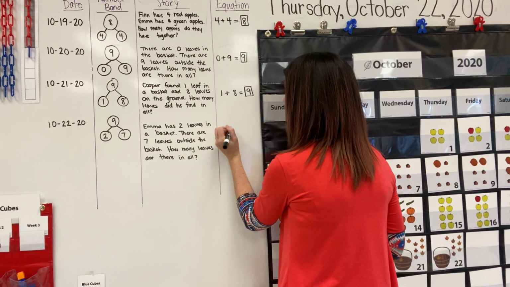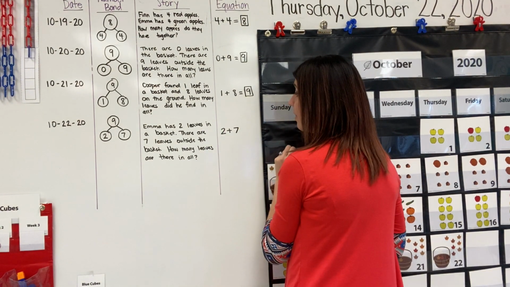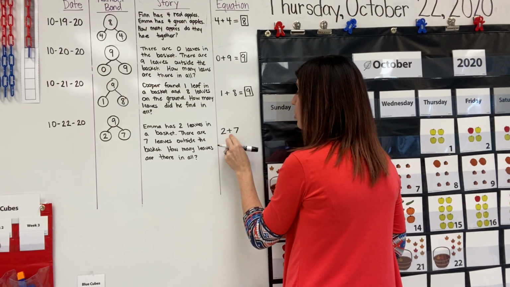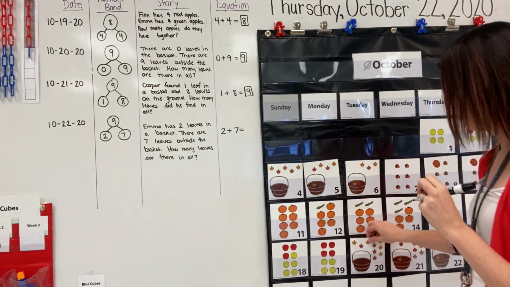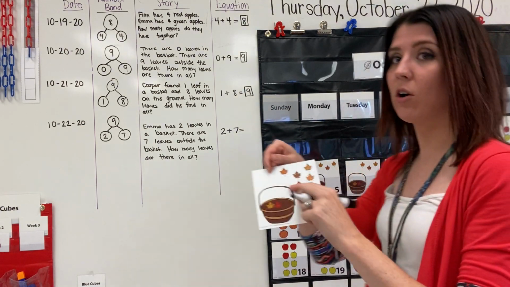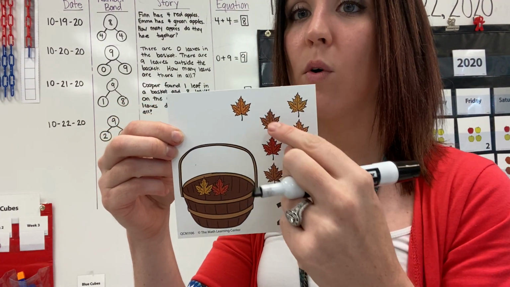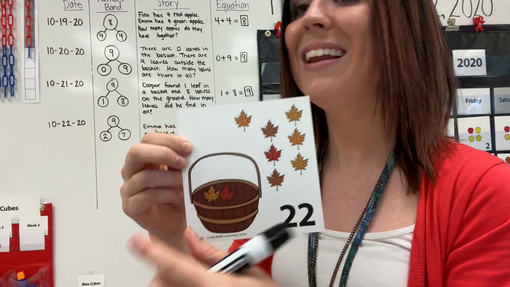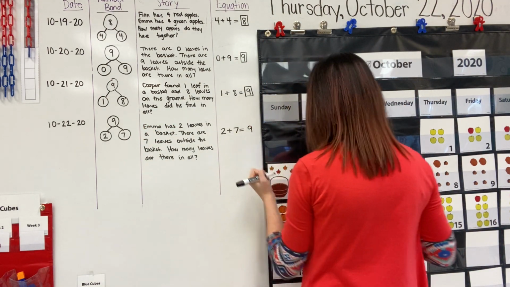We have 2 in the basket, and we're going to put that with the 7 that are outside the basket. And when we put 2 and 7 together, it's going to be the same as, well, when 2 and 7 are all together, how much is that together? 1, 2, 3, 4, 5, 6, 7, 8, 9. 2 and 7 together are the same as 9.